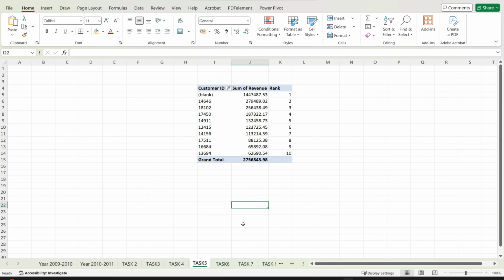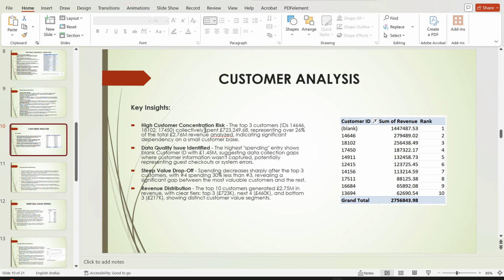So for the customer analysis, I identified the top 10 customers using SUMIF and RANK. The top 3 customers alone accounted for 26% of the revenue, showing significant concentration and a risk, that is high customer concentration risk. The top 3 customers collectively spent 7,23,249 euro, representing over 26% of the total 2.76 million euro revenue analyzed, indicating significant dependency on a small customer base.